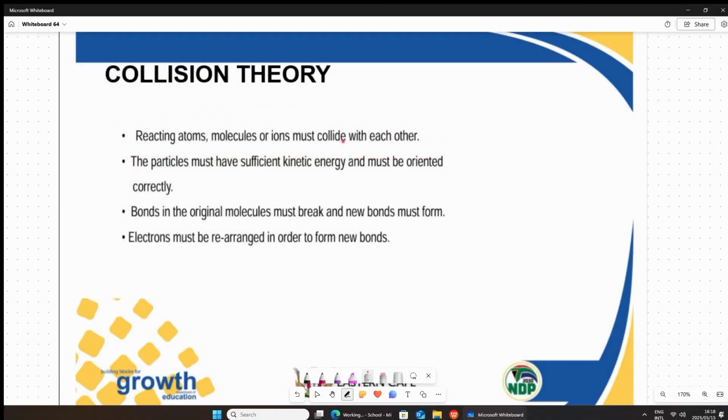We explain using the collision theory. We say, number one, the reacting particles need to be in atoms and they need to collide with each other. The particles must have sufficient kinetic energy and must be correctly orientated in order for a reaction to take place. Now, bonds in the original molecules must break and new bonds must form. Electrons must be rearranged in order to form new bonds.